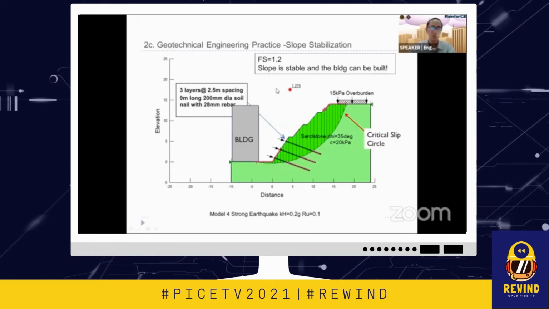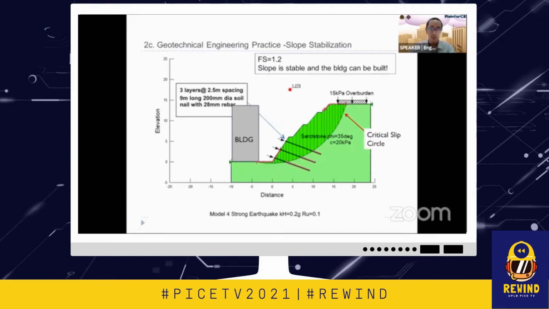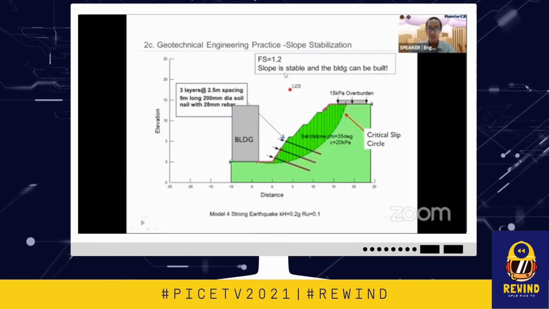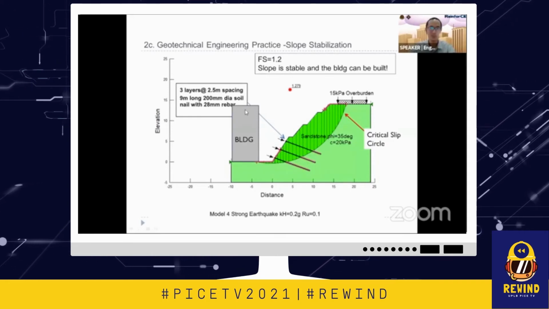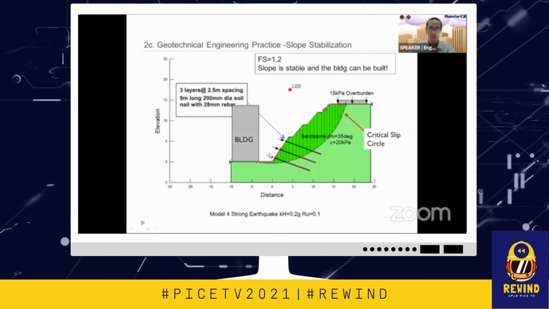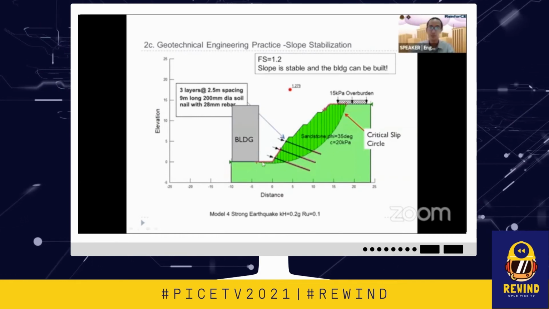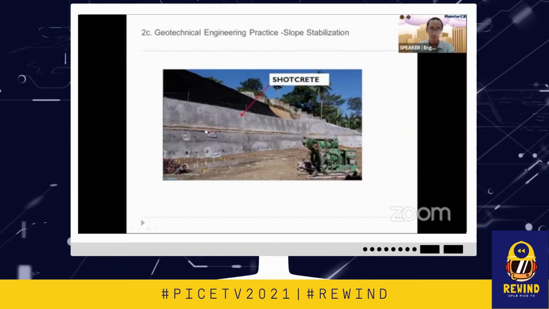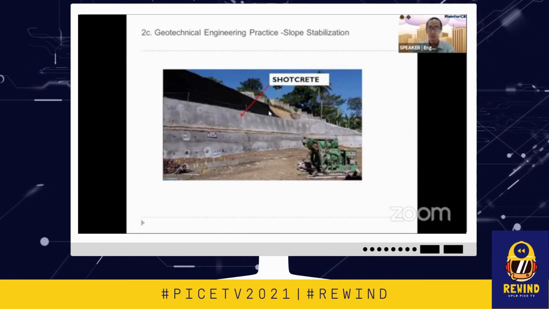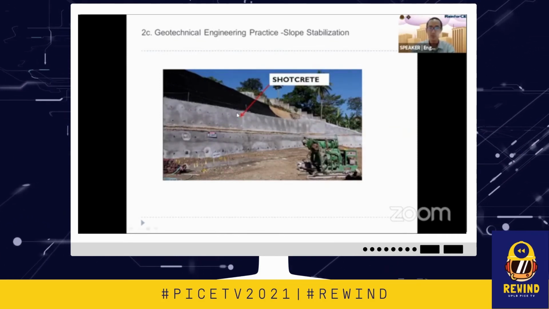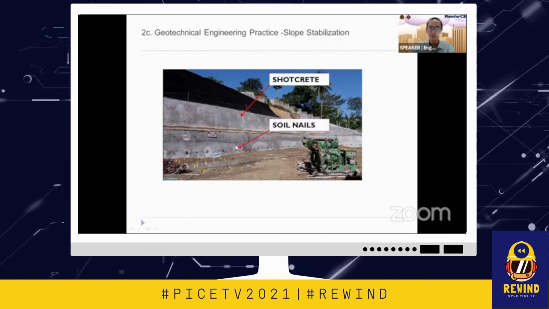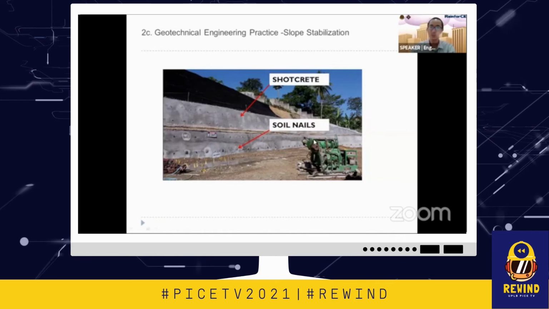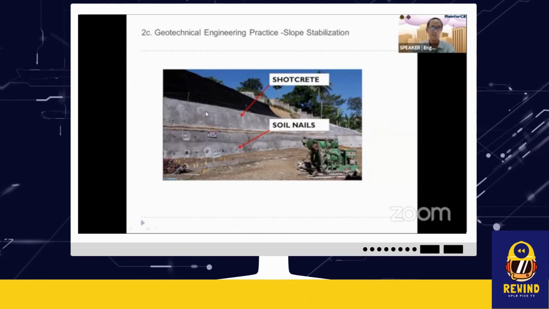So that's just one example I showed you, but it's a series of slope stability analyses. It's not that simple. It's a very complicated and time-consuming process. Okay, so this is the result at the actual site. We have here our shotcrete and the corresponding soil nails. This equipment is the soil nailing equipment.